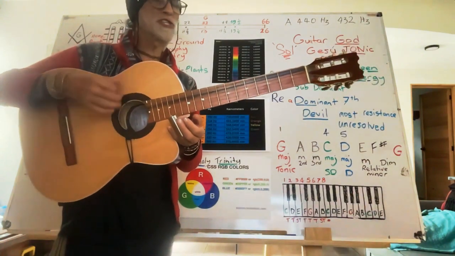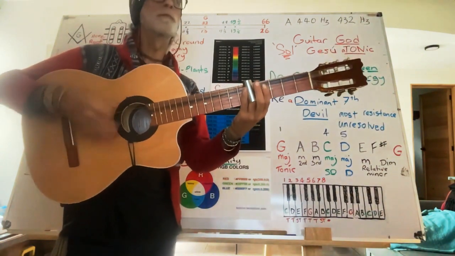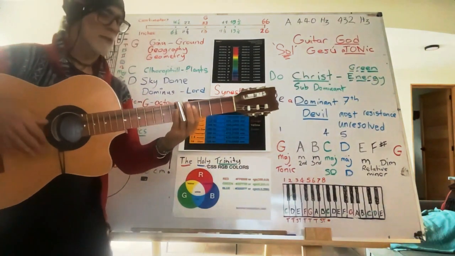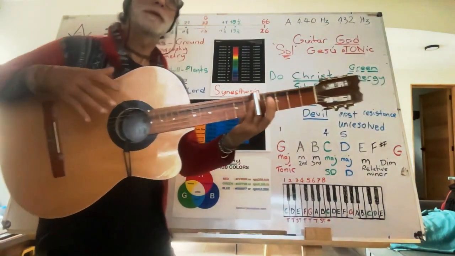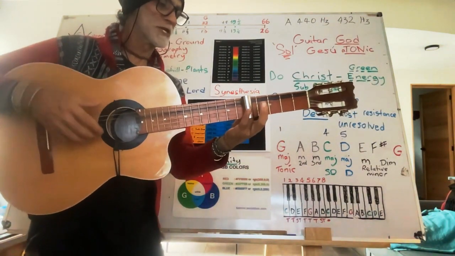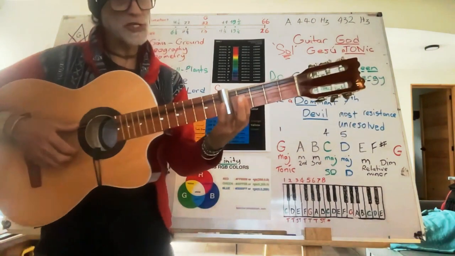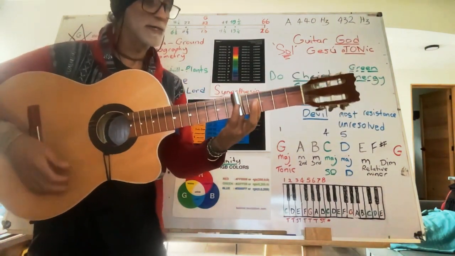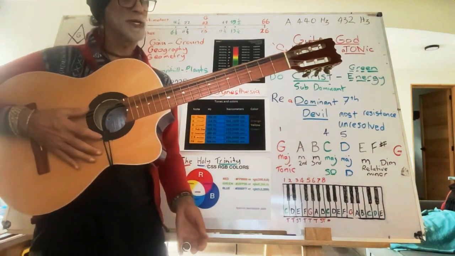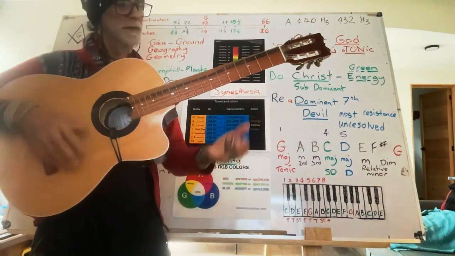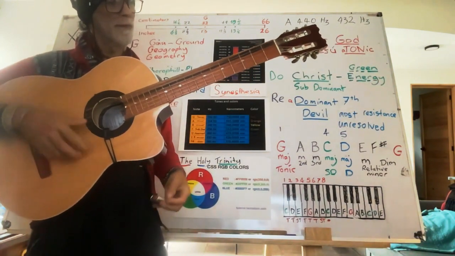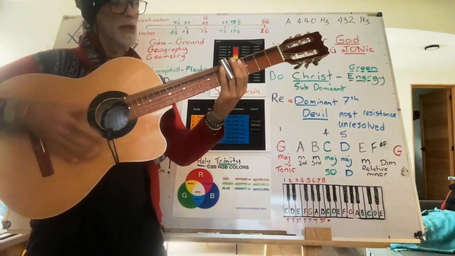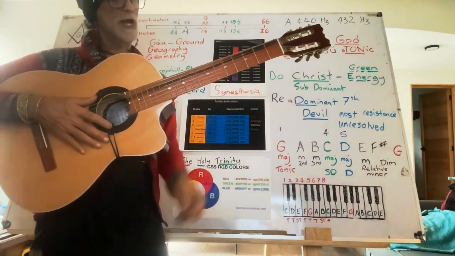But when you go to the C, it also wants to go back to the G, but not as much as the D. The subdominant is much more friendly to the G, to the tonic. But when I go to the D, watch what happens.